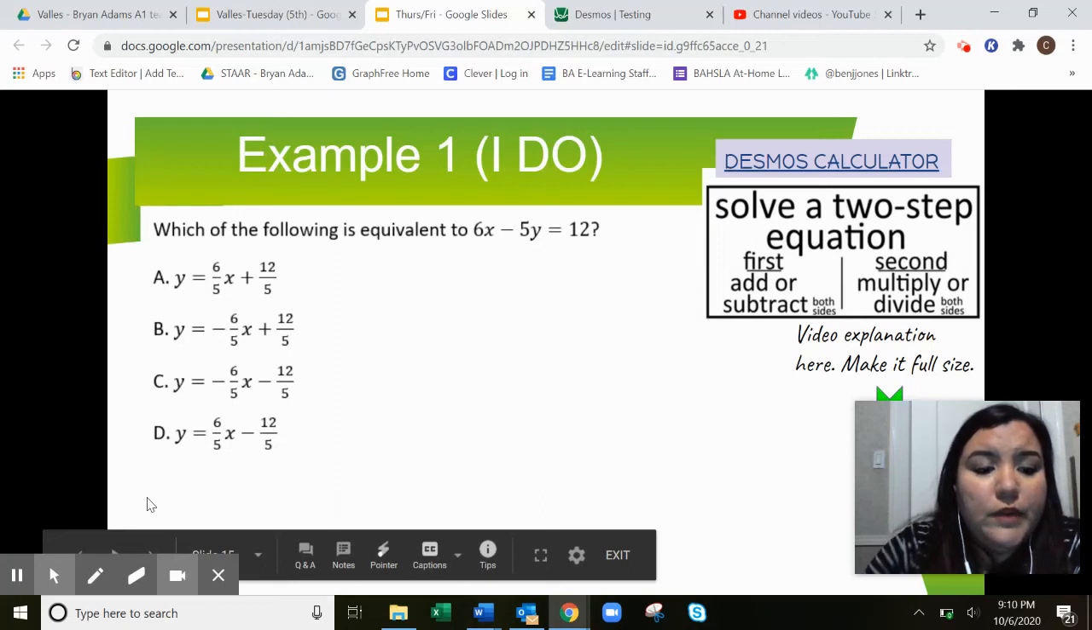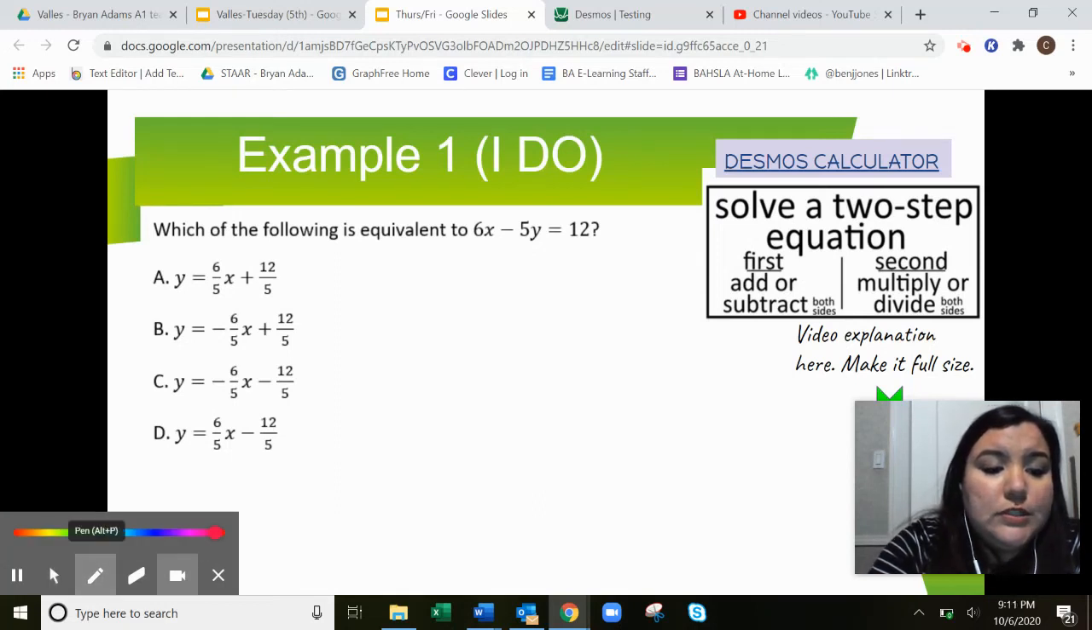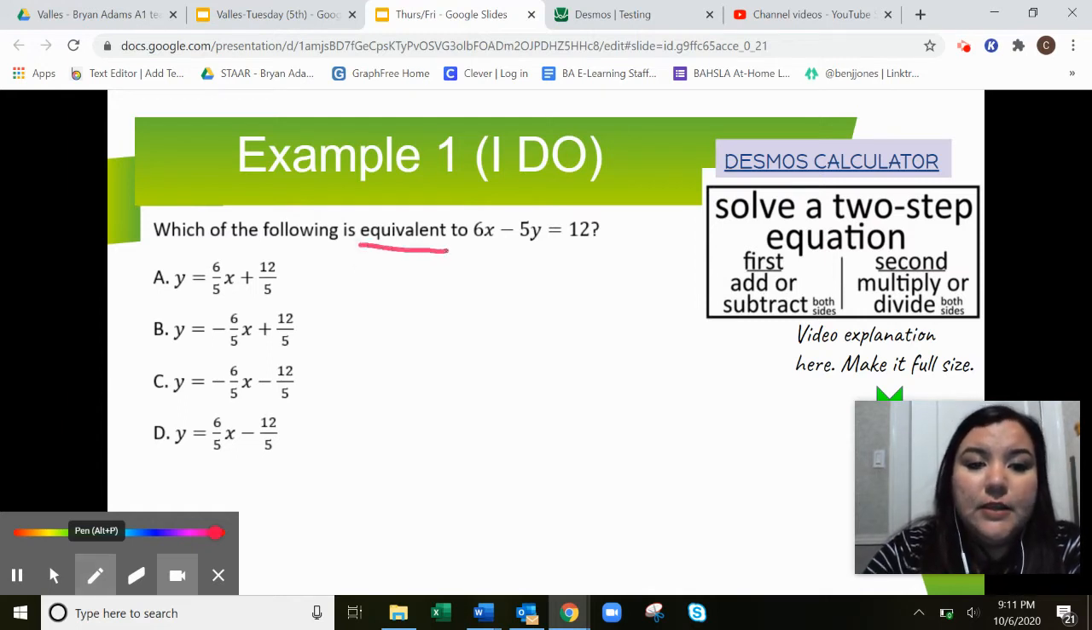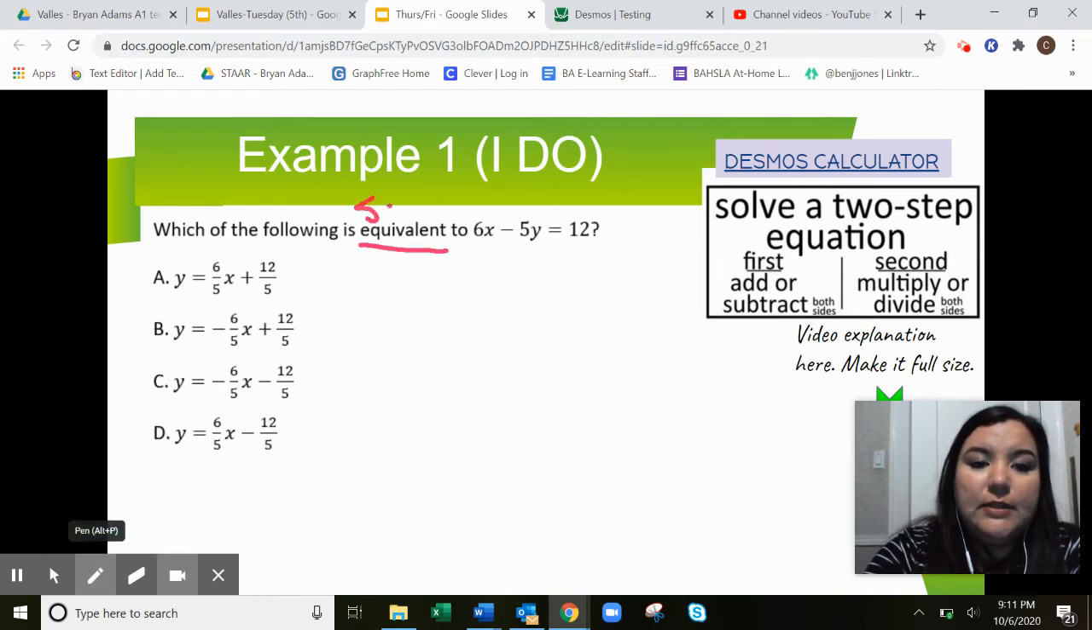So we are moving on to still solving equations, but in this case we have two letters, which are x and y. And if we look at our answer choices, they all have y equals. So that means that we're going to have to set this equation equal to y. First off, our question says, which of the following is equivalent? So underlining equivalent, equivalent means that it's the same.